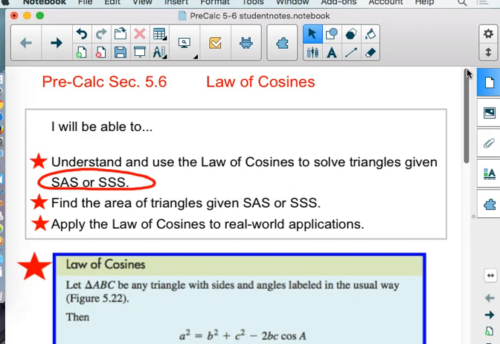So that's really important. And then we're going to find out there are some shortcut formulas to finding the area of a triangle if you have the information for side, angle, side, or side, side, side. And then tomorrow we're going to apply the law of cosines to real world applications. So tomorrow will be the whole word problem piece.